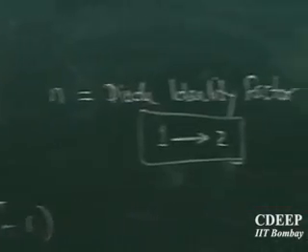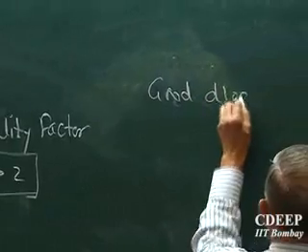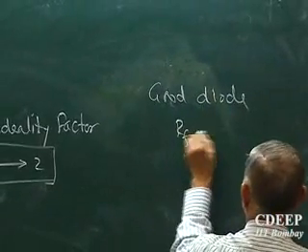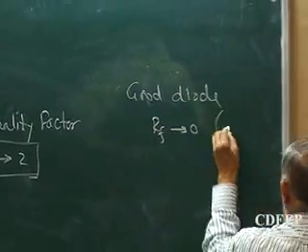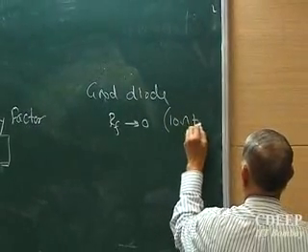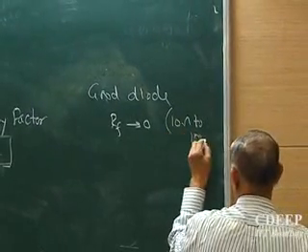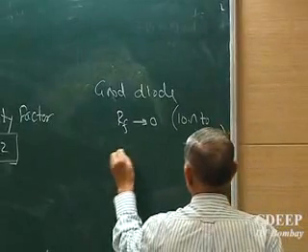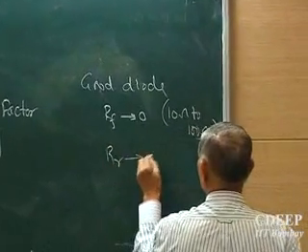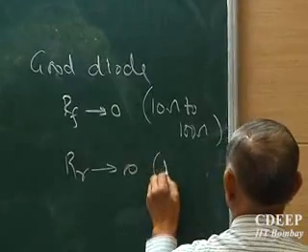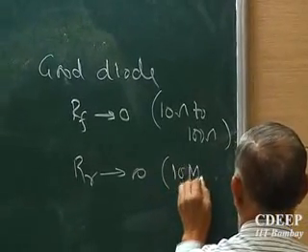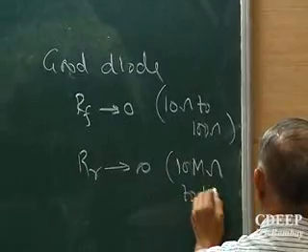For a good diode, I want RF tends to 0. Typical value may vary from 10 ohm to 100 ohms or even lower sometimes, depending on the dopings I use. And RR, if it tends to infinity, typically this value may be 10 mega ohm to even, in some cases, 100 mega ohm.